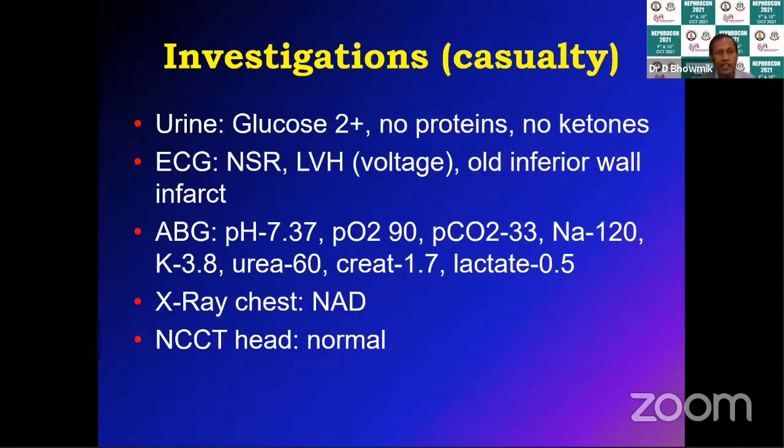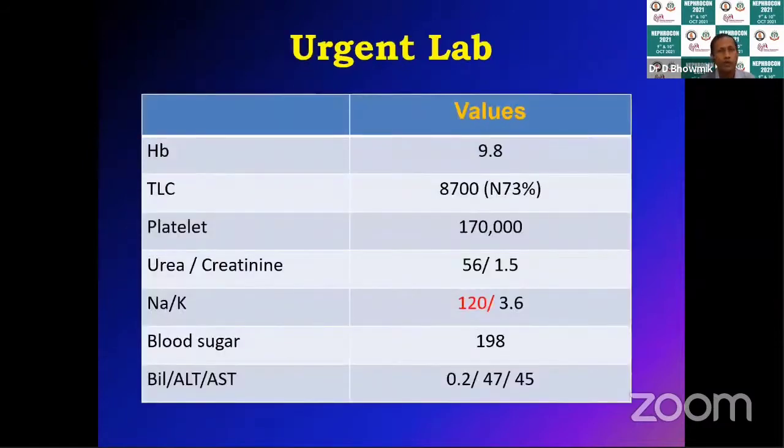The ECG was normal sinus rhythm with some LVH and an old inferior wall infarct. ABG was reasonably okay, except the sodium was low at 120, and these ABG sodiums often are not very reliable. There was some renal impairment. The lactate was okay. The X-ray was okay, and the non-contrast CT was normal. Her hemoglobin was 9.8, TLC 8,700, normal platelets. Urea and creatinine were marginally raised, and the sodium was confirmed to be definitely low at 120. Blood sugar was on the higher side. The LFTs were okay.